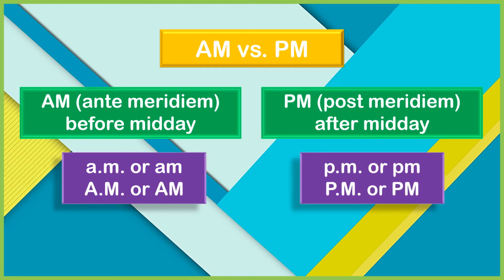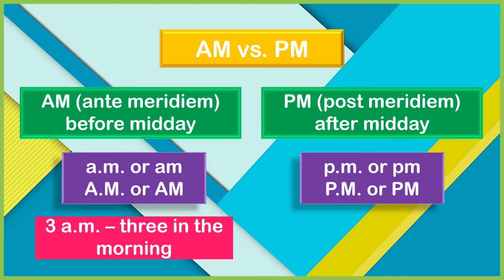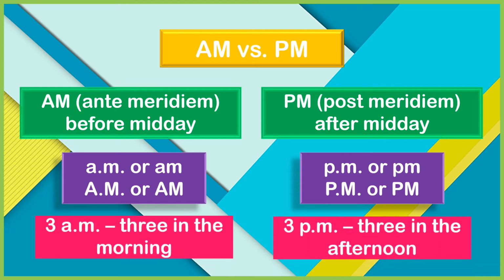AM or PM can be written in four ways. Look at this. So AM and PM can be written in the upper cases and lower cases, and with or without periods after each letter is correct.